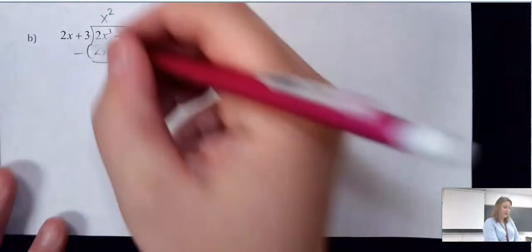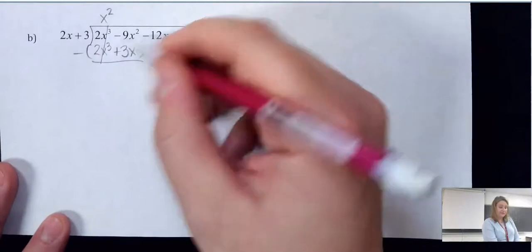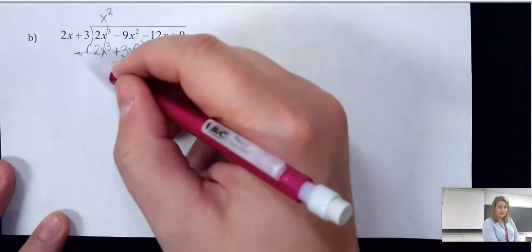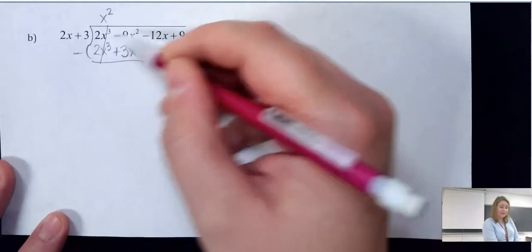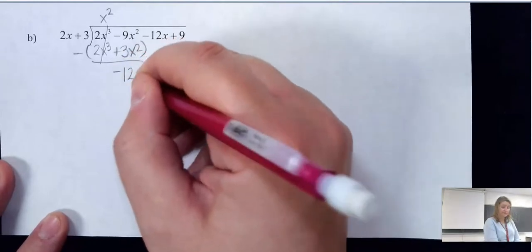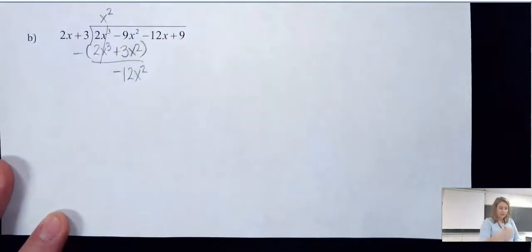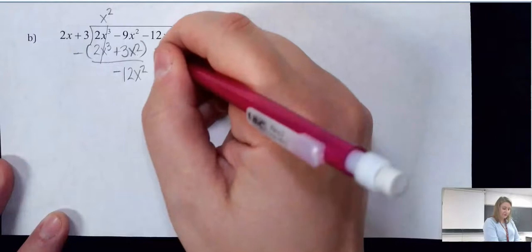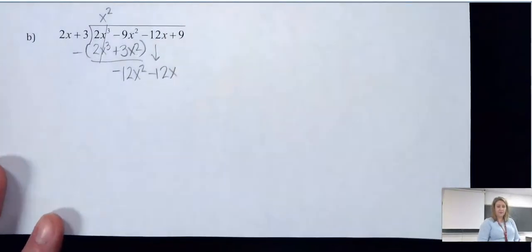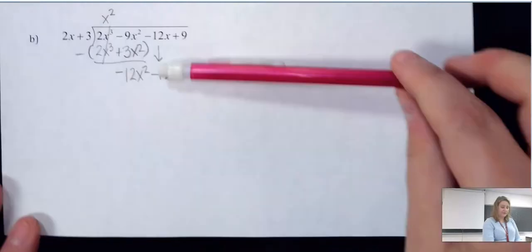All right, so this is gone. And just be careful with that second term. This is -9 minus a positive 3. So -9 minus 3 is going to be -12x squared. And then just like you'd bring down the next digit for a number, we're going to bring down the next term for a polynomial.